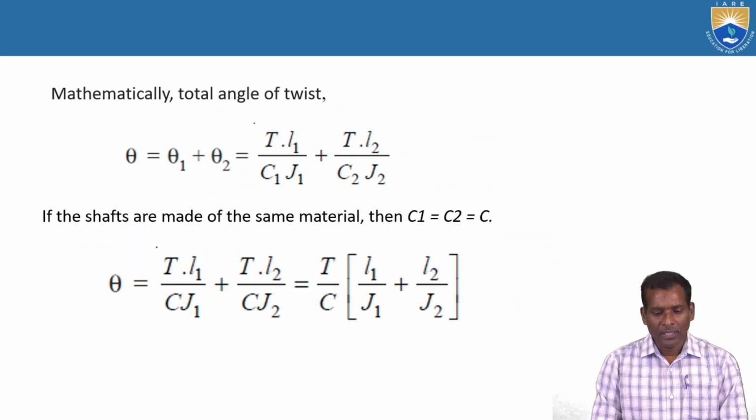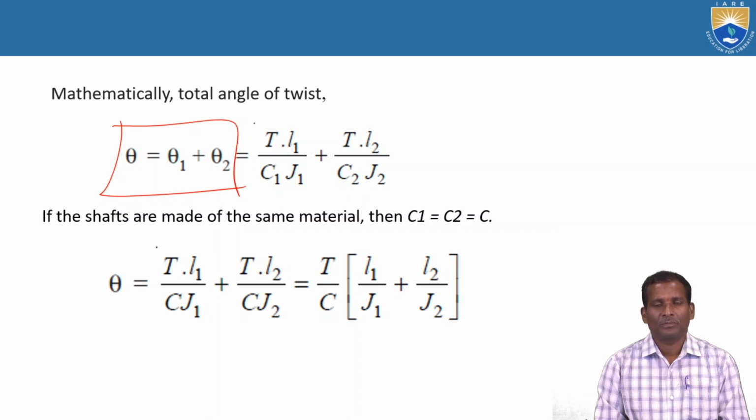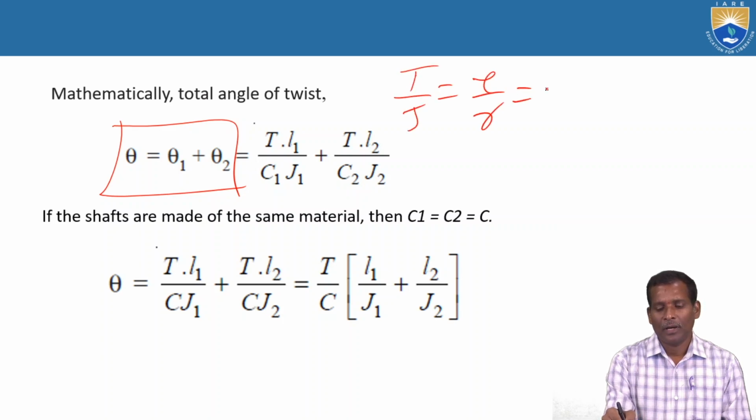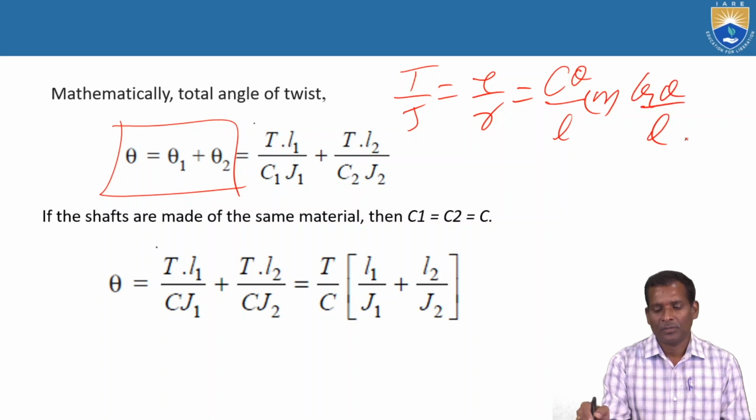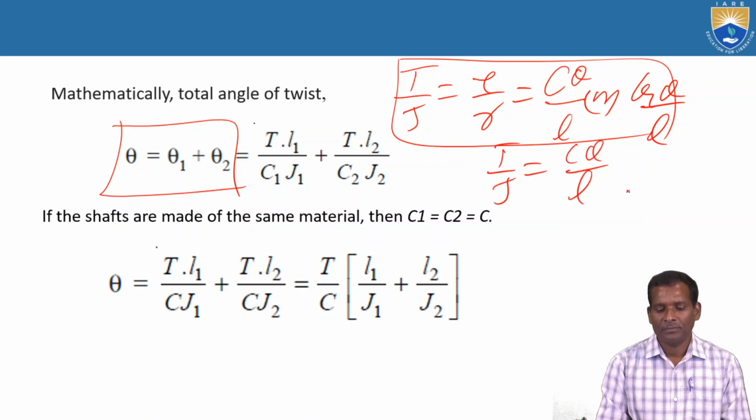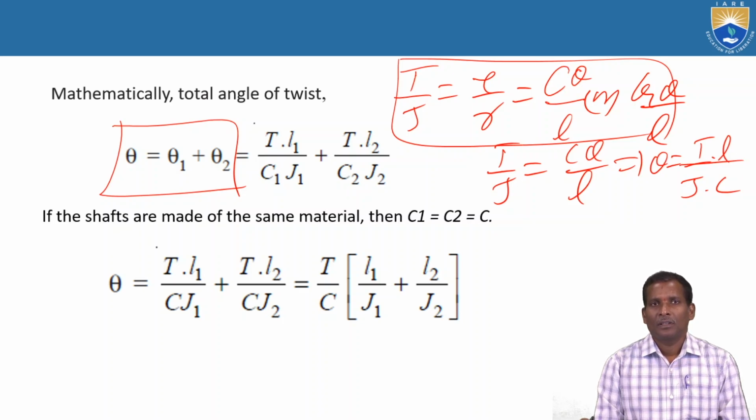So mathematically, the total angle of twist theta is equal to theta 1 plus theta 2. We already know the torsion equation: T by J is equal to tau by R is equal to G theta by L, or C theta by L. From this equation, find theta. T by J is equal to C theta by L, so theta is equal to TL by JC. So this is the angle of twist.